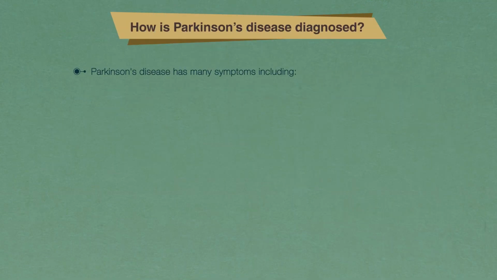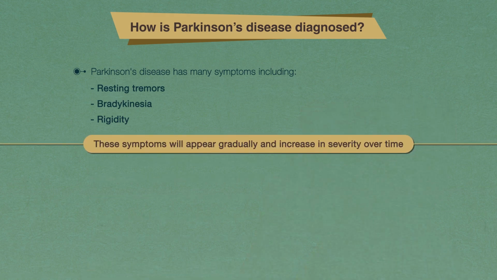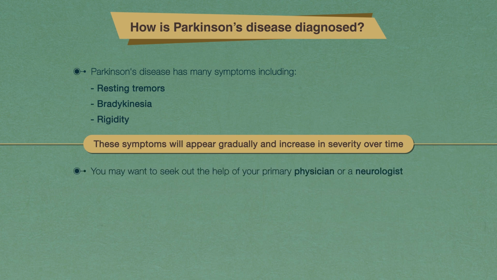Parkinson's disease presents with many symptoms that include resting tremors, bradykinesia, which is slowness of movement, and rigidity. These symptoms will appear gradually, increase in severity over time, and will usually begin on one side of the body, then migrate to the other. If you are experiencing any of these symptoms, you may want to seek out the help of your primary physician or a neurologist. As of yet, there is no test to make a definitive diagnosis of PD.